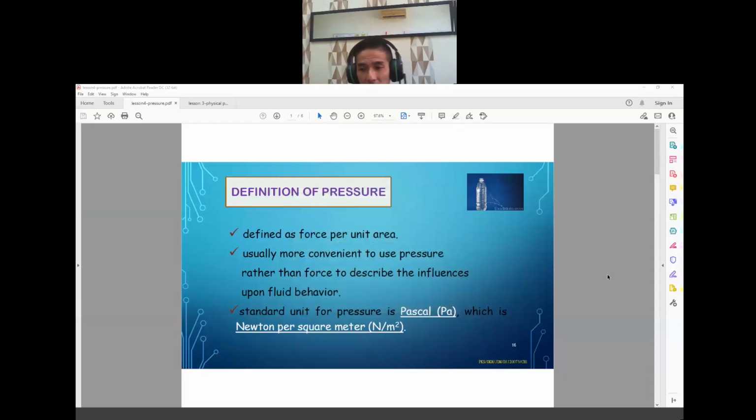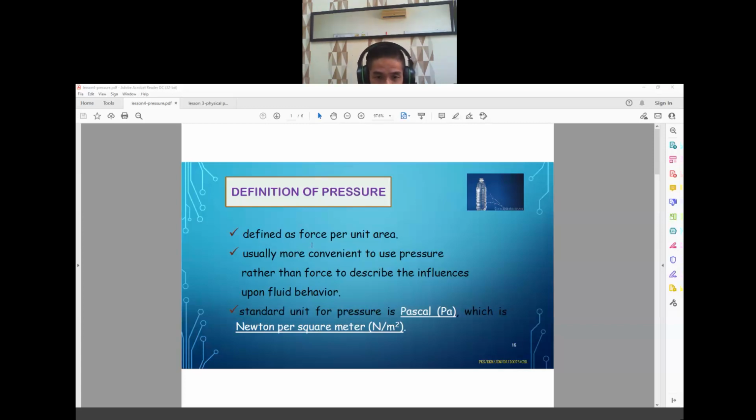Okay, so we are still in pressure. Last week you were taught regarding different types of pressure. Today we are going to continue on the definition of pressure itself in a more general form. I think most of you might know the definition of pressure.